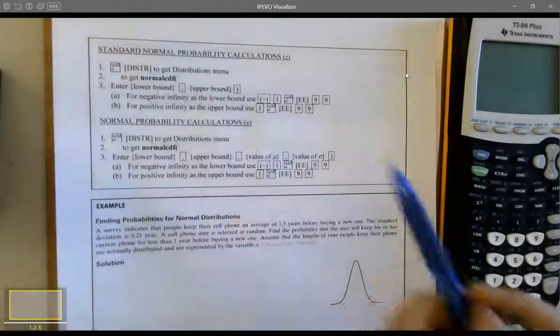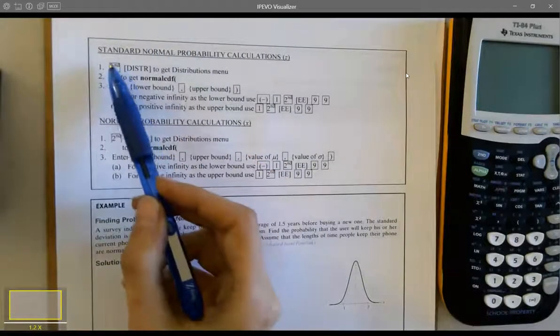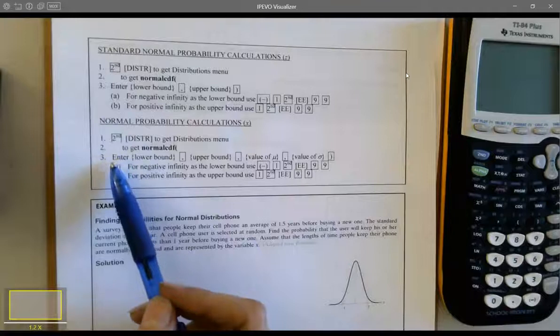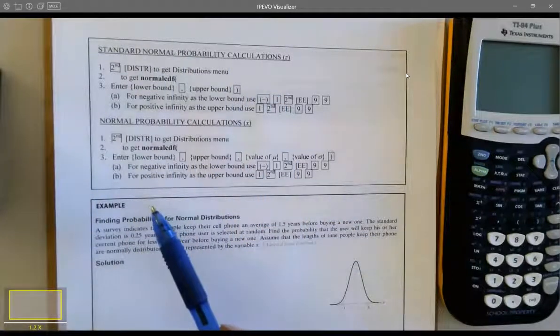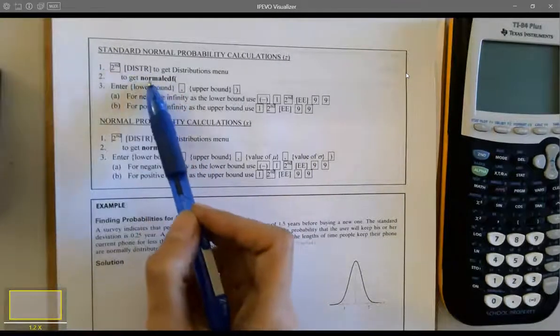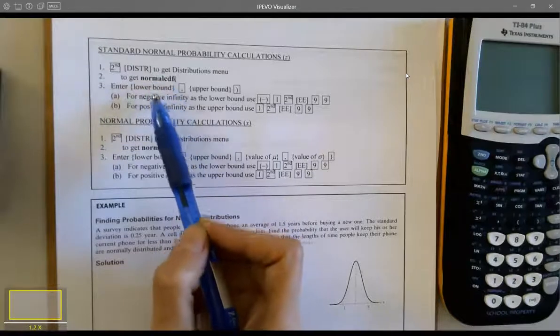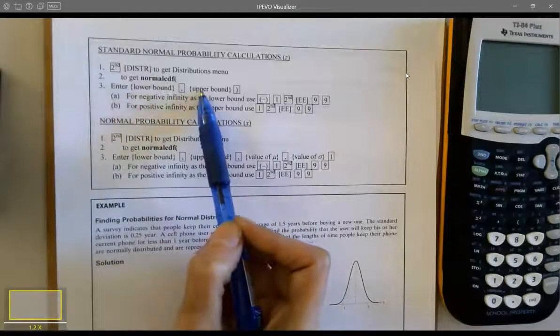So how do we find probabilities for a normal distribution? The instructions on how to use our calculator are given on page 1. Second, normal CDF, lower bound, upper bound.